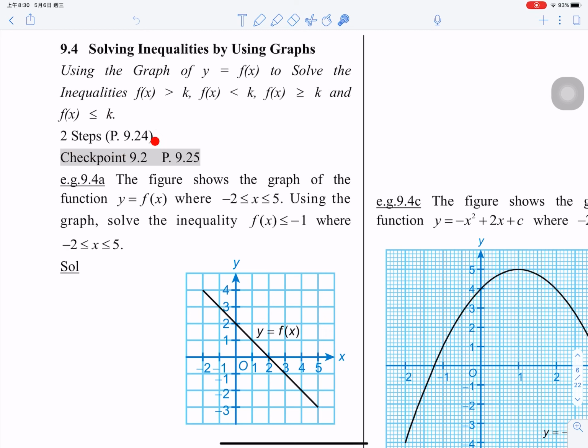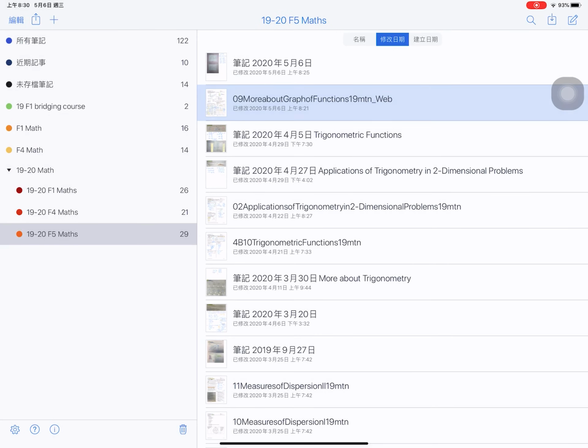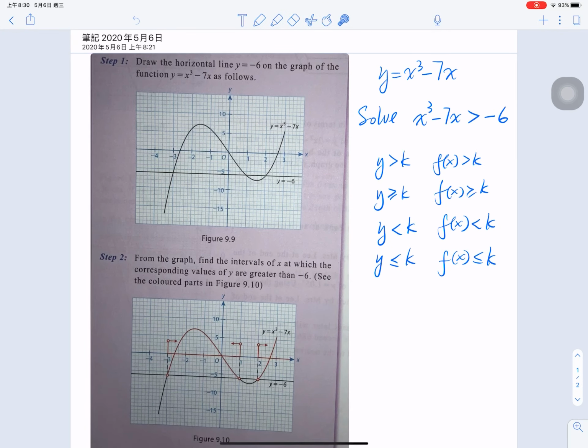Let's see your textbook page 24. Actually, we can follow two steps. Let's have a look. For example, now we have a curve y equals x cubed minus 7x. Like this, this is the graph of the curve, the graph of the function.